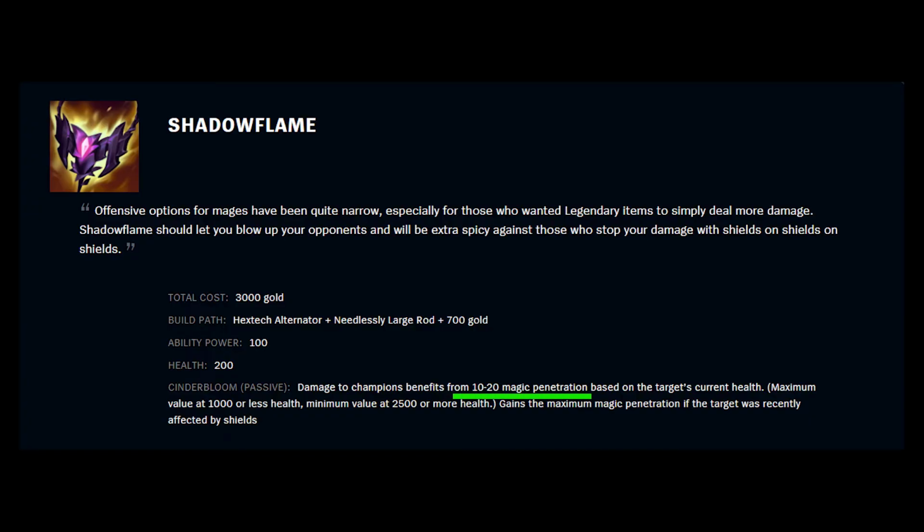Today I'm going to be showing you the Shadowflame bug. The item is supposed to give you 10 to 20 magic penetration. It does, but not really. So let's start off with a damage calculation.